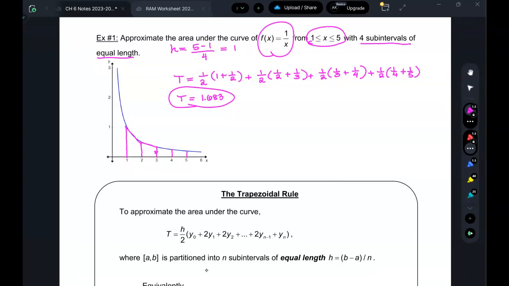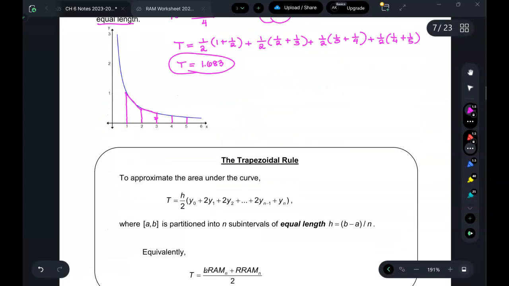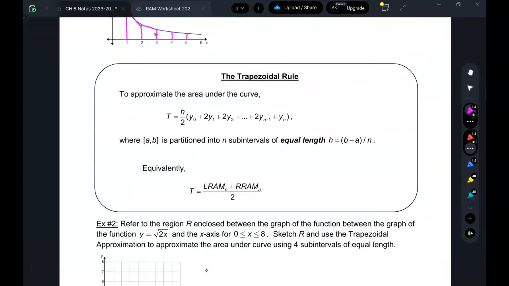Any questions on that one? Like, when you ask us to approximate the area, will you tell us which method to use? Oh, yeah, absolutely. I should have said using trapezoidal approximation.